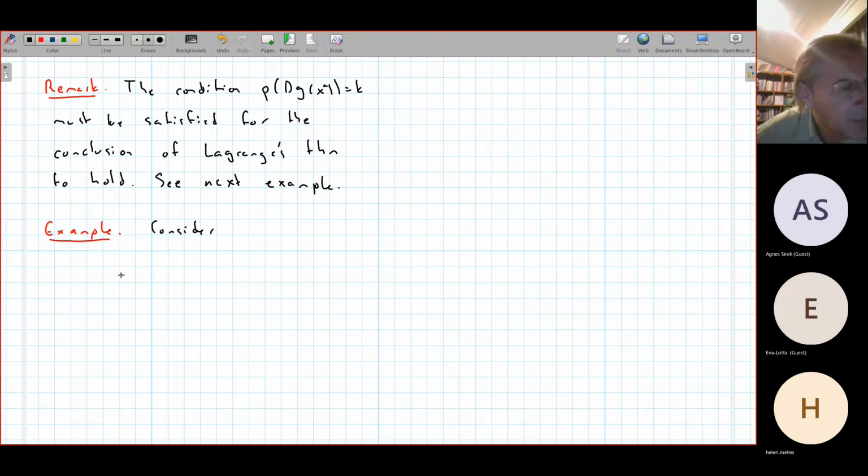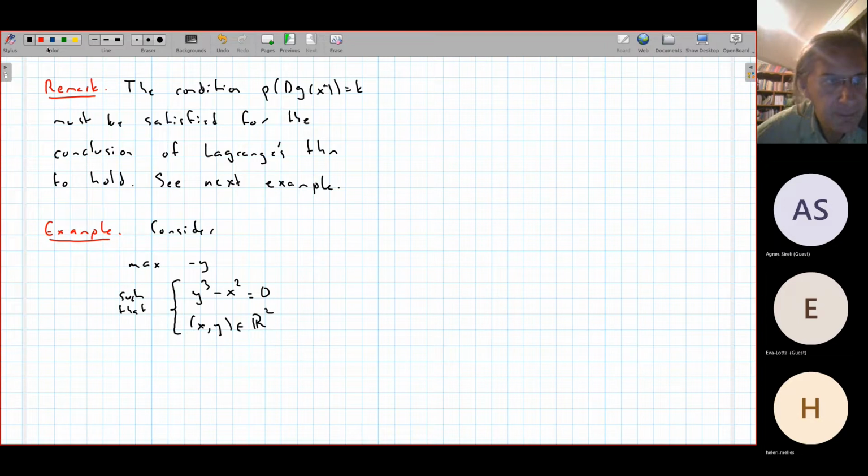So we're going to consider the following problem. We are going to maximize this function, minus y, such that the following holds: y cubed minus x squared is equal to 0, and (x, y) is in R2. I'm going to call this problem problem star.